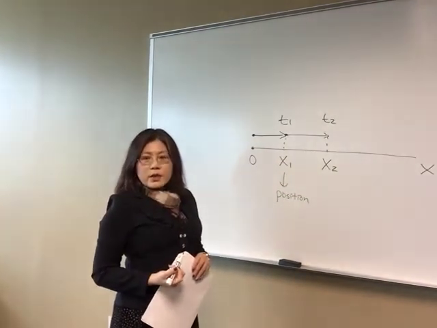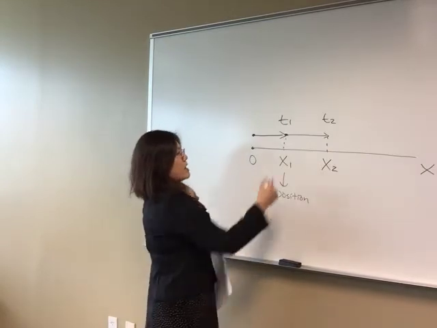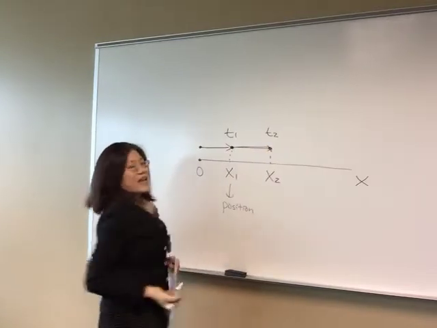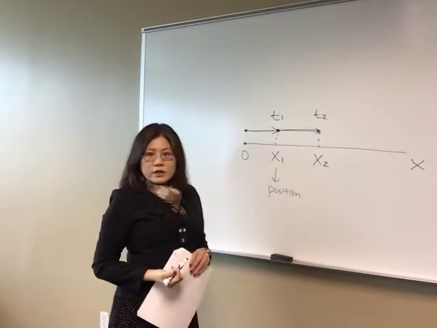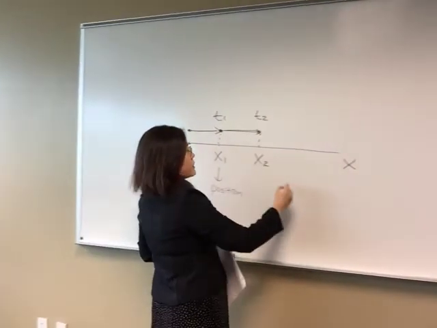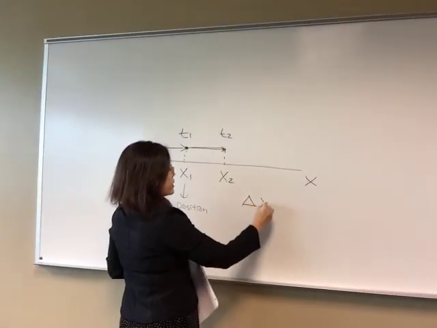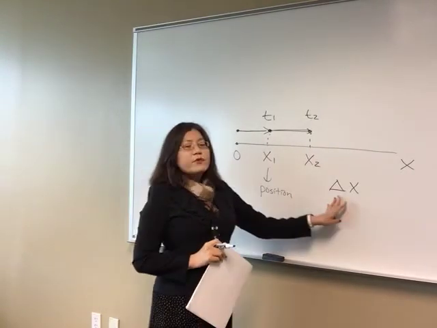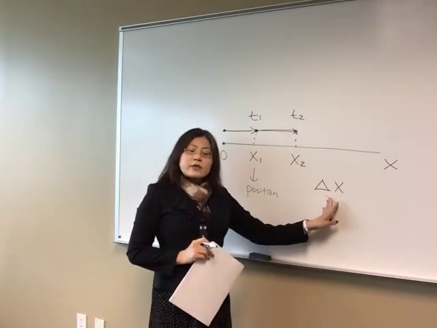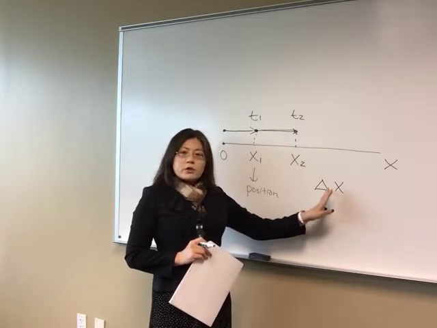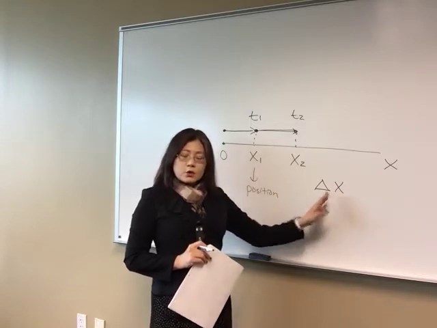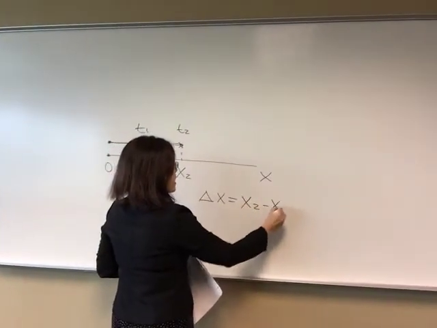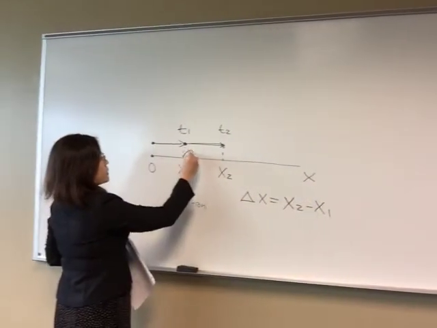What is the displacement? Let's say you look at the object from x1 to x2. How do you express the displacement? We use the symbol delta x, which is the difference between the final position and the initial position. Delta x is always the final position minus the initial position, so you have x2 minus x1. This is your displacement.